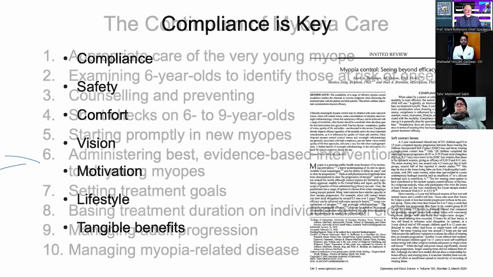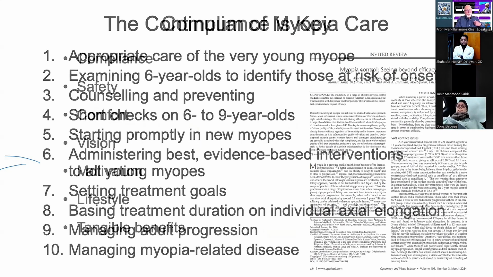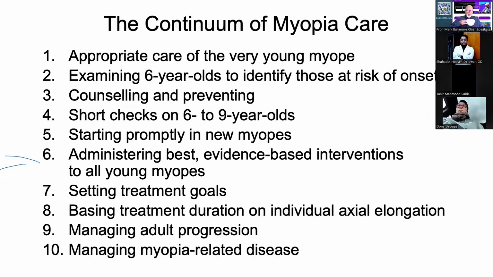So I leave you with this fairly busy slide here. This is what I call the continuum of myopia care. I've mainly talked about number 6 in the middle of there, but we also need to pay attention to myopia in a very young child. We need to pay attention to predicting who's likely to develop myopia and intervening. And later on, we need to think about how long we're going to actually treat a myopic child and even potentially managing progression even into adulthood.